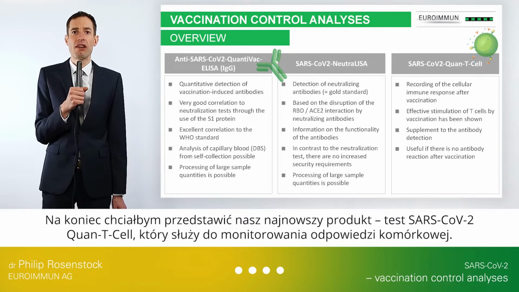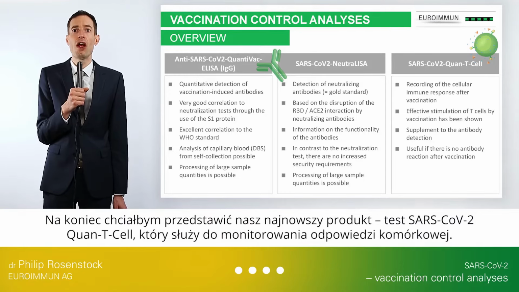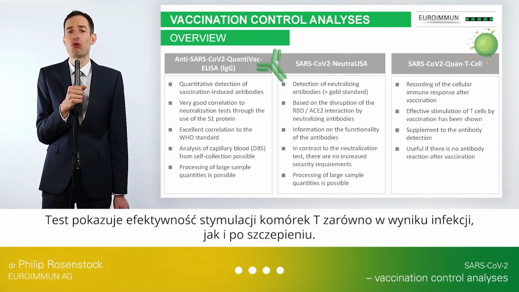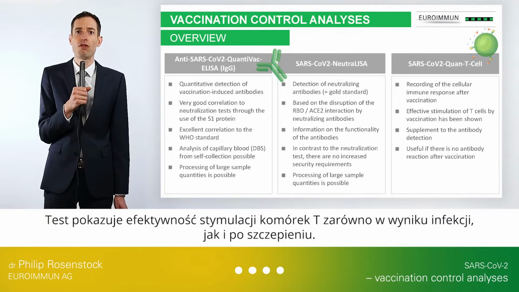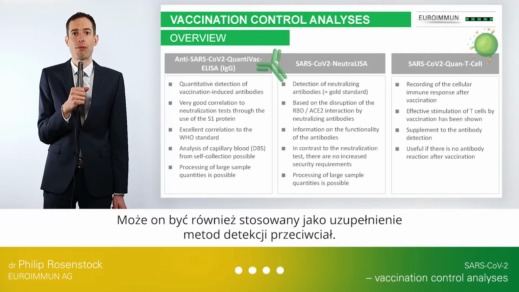And last but not least, I'm going to present you our new Quant-T-Cell SARS-CoV-2 assay. This assay is intended to be used for the control of the cellular immune system. It is a measure to detect the stimulation of T cells after both vaccination and wild-type infection. But today, vaccination is of course in focus of my talk. And this assay can be used as a supplement to antibody detection methods.